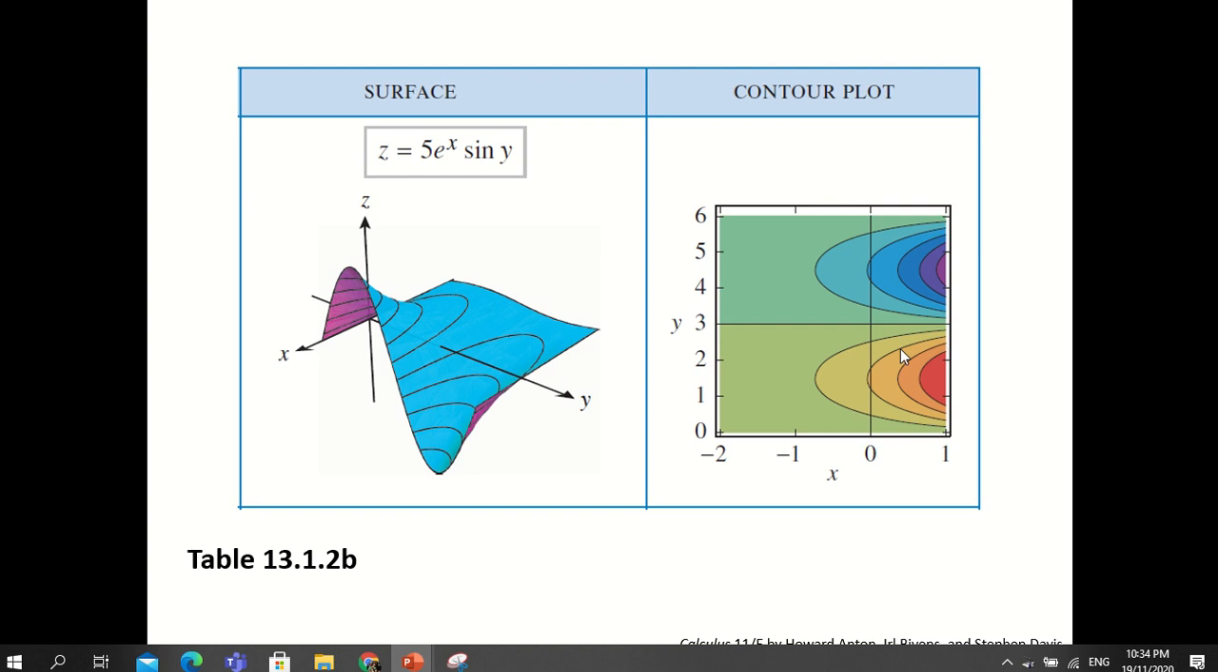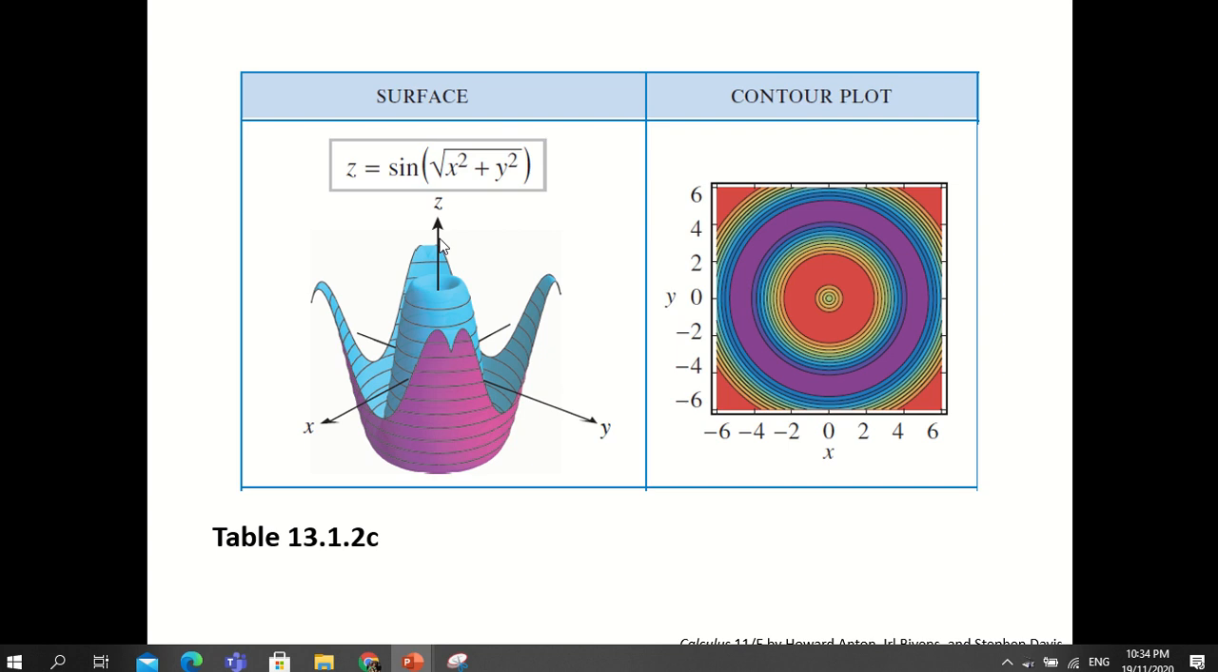Another surface is given as z equal to the sine of the square root of x squared plus y squared. So z here is a function of the two other coordinates, x and y, and the contour plot looks like this.